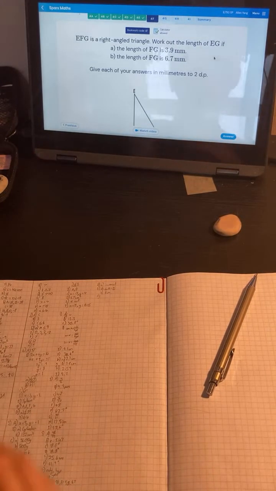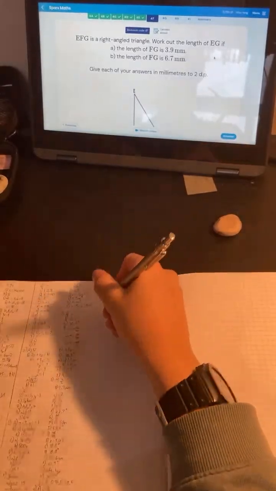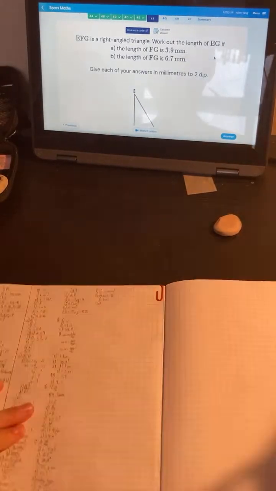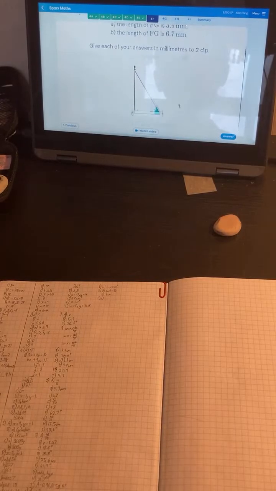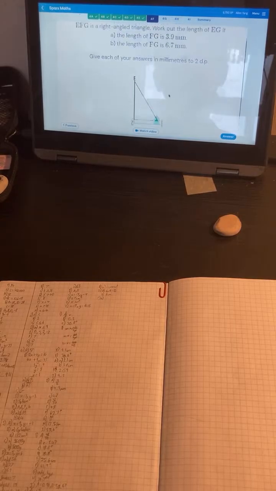I'm hydrated. Right. Triangle, work out length of EG. If FG is that long.